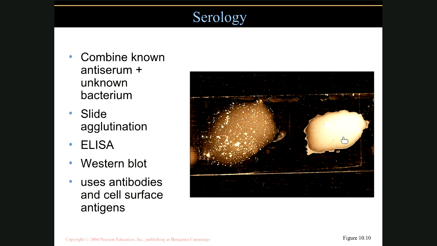A common slide agglutination test is blood typing. So you have antigens on your blood cells, either the A antigen or the B antigen, and we have antibodies to A and B. And so you mix those antibodies with your blood. If it clumps, you're positive for that particular antigen. If there's no clumping at all for anything, you're type O, right? Because you don't have those antigens.